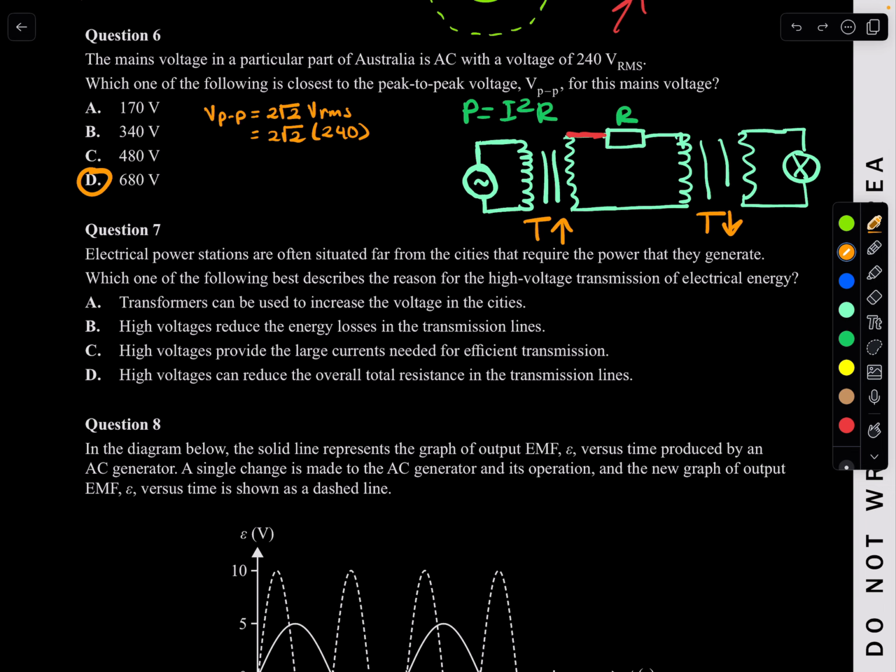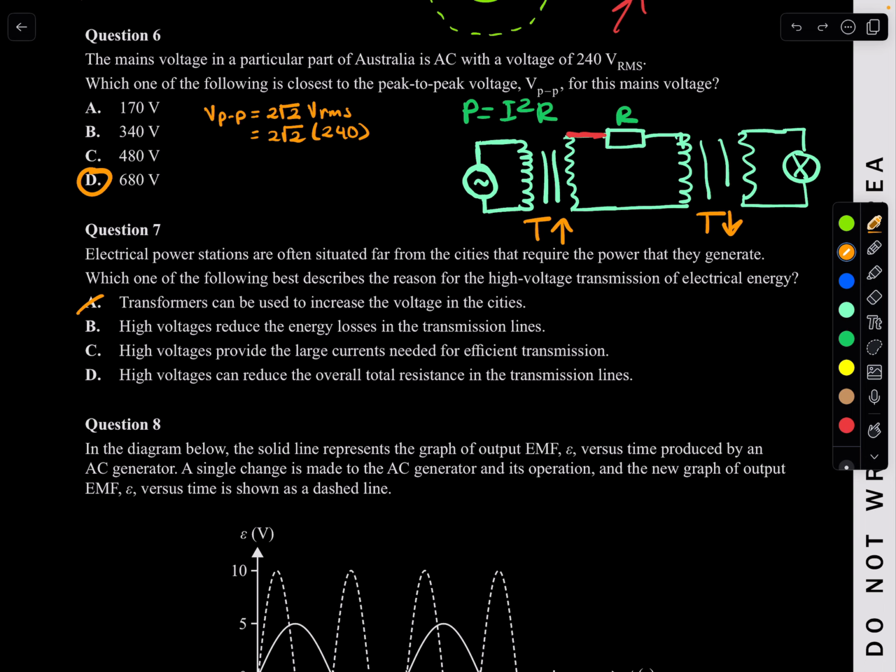A. Transformers can be used to increase the voltage in the cities. I mean, yeah, but when we're in the cities, close to the houses and stuff, we try to step down the voltage. We don't want to step it up, so that's wrong. Yes, it can, but we try to step down the voltage. So that's not right, and that doesn't explain why we use high voltage transmission of electrical energy.